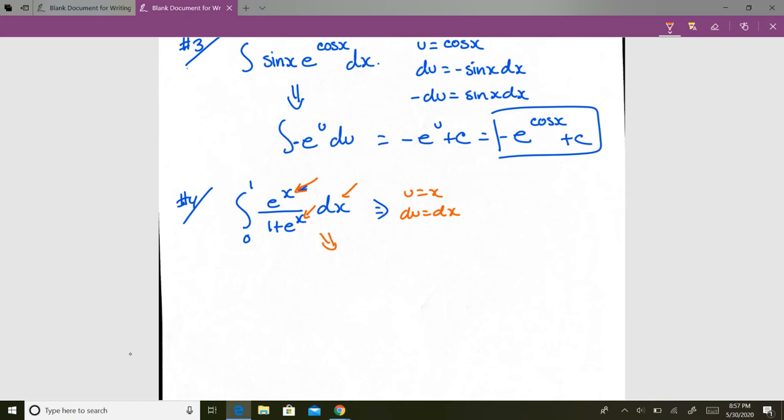So this integral, I'm going to erase this because it's not what you want to do. It would be e to the u over 1 plus e to the u du. That's the exact same integral. All right? So we're not going to do that.